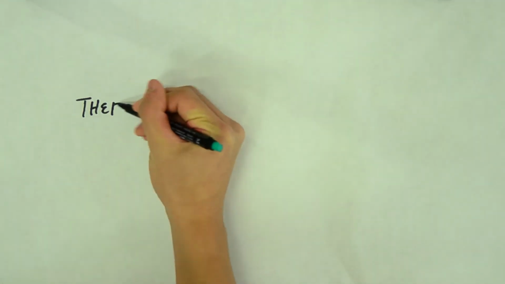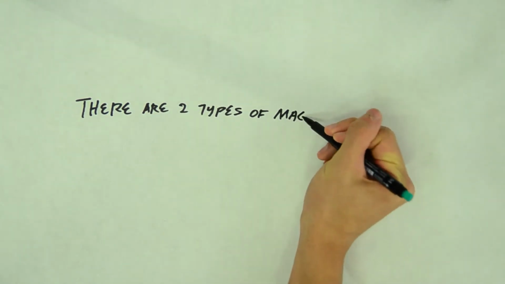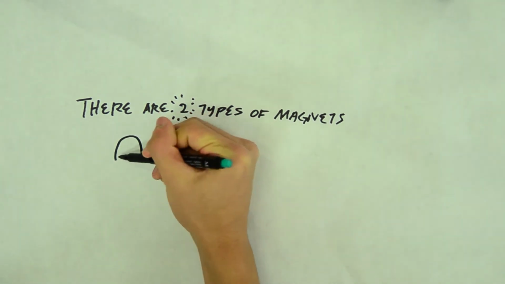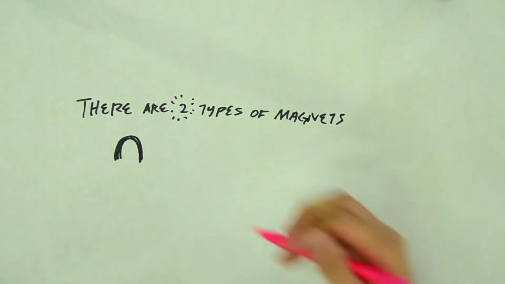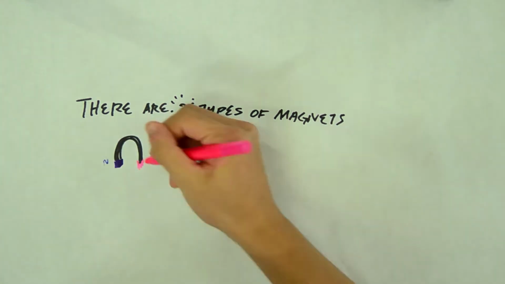There are two types of magnets that we know of. The first being a natural magnet with north and south poles, and the second being an electromagnet, which requires a power source, usually batteries, and it is controlled by a switch which turns the magnet on and off.